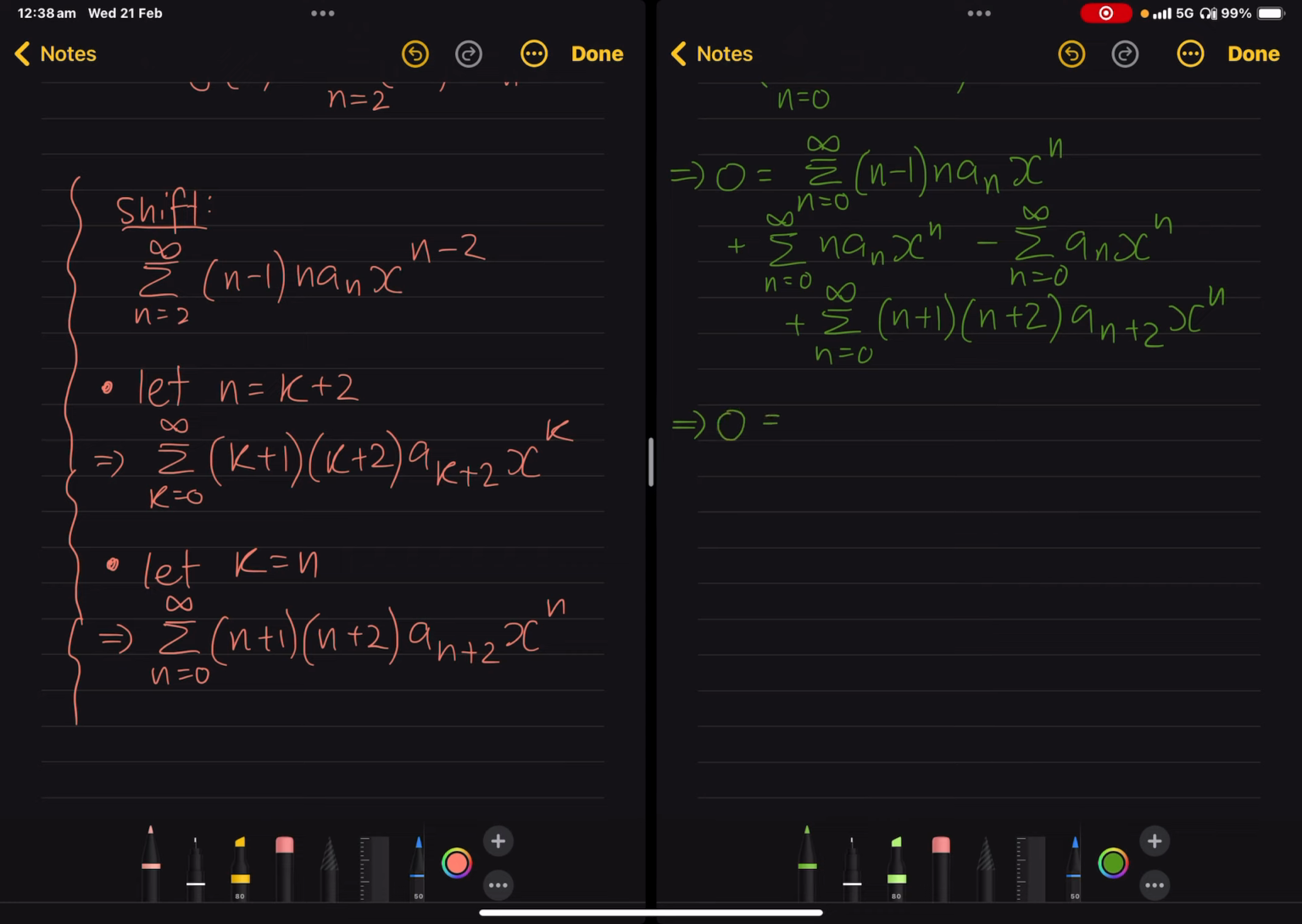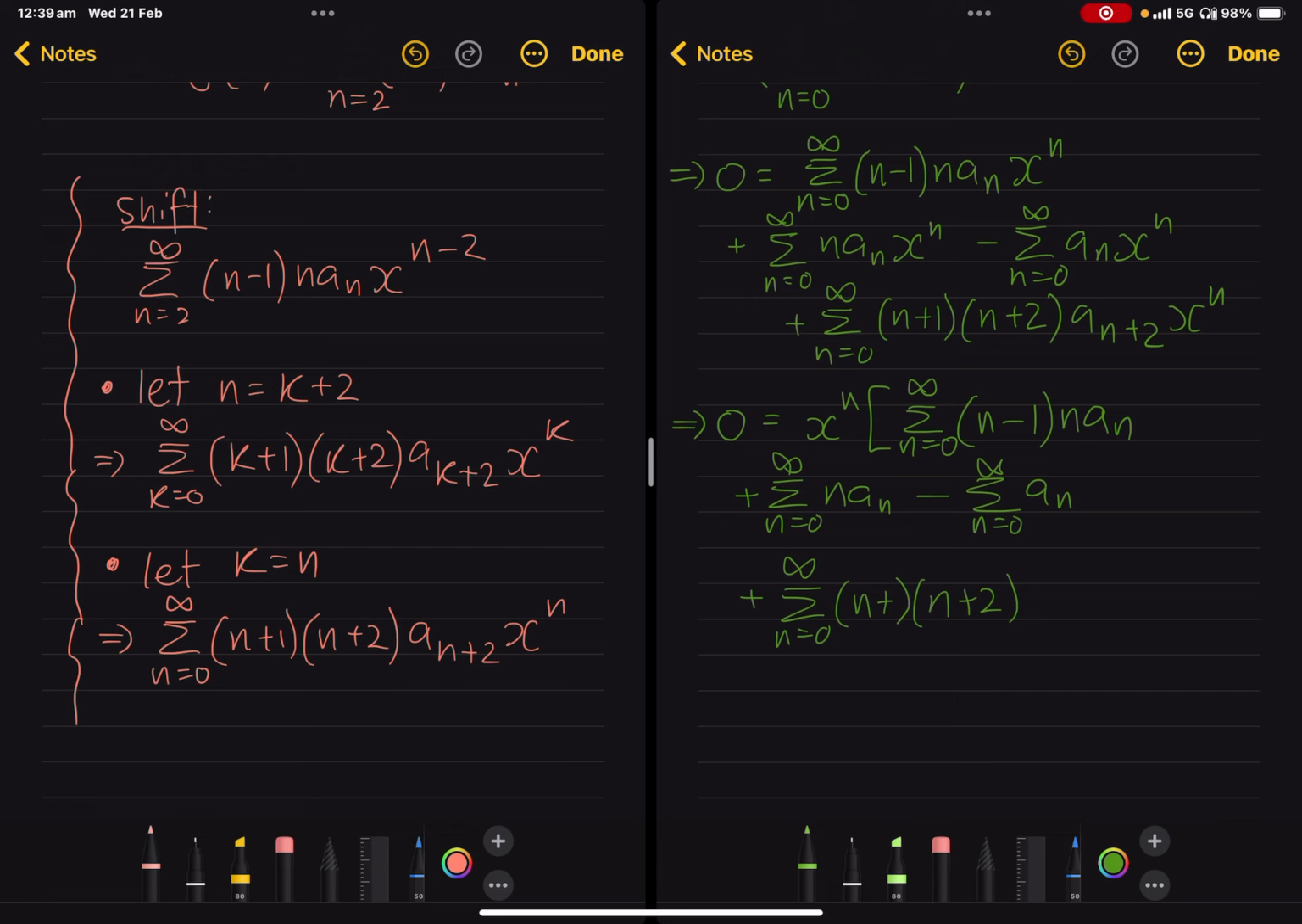This gives us 0 is equal to x to the n times the sum from n equals 0 to infinity of n minus 1 times n times a_n, plus the sum from n equals 0 to infinity of n times a_n, minus the sum from n equals 0 to infinity of a_n, plus the sum from n equals 0 to infinity of n plus 1 times n plus 2 times a subscript n plus 2. And this is what we've got.